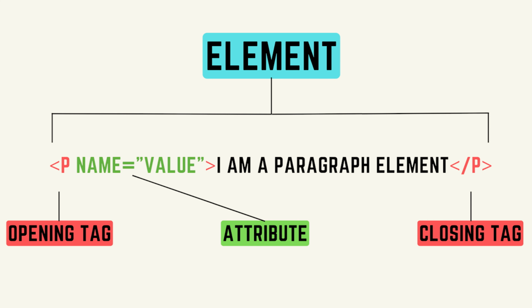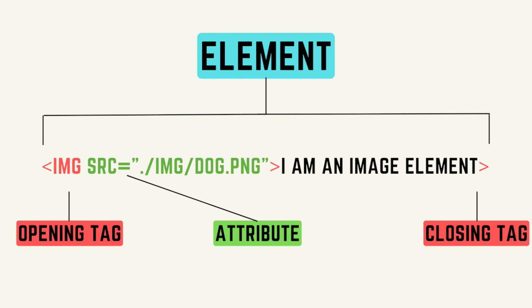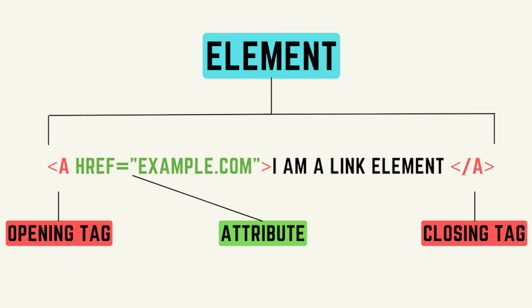Attributes are used to provide additional information about an HTML element. They are added to the opening tag of an element and are written in the form of name equals value. For example, the src attribute, which is used to specify the source of an image element. And the href attribute is used to specify the link for a hyperlink element.